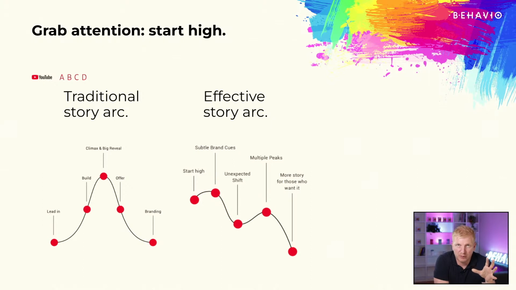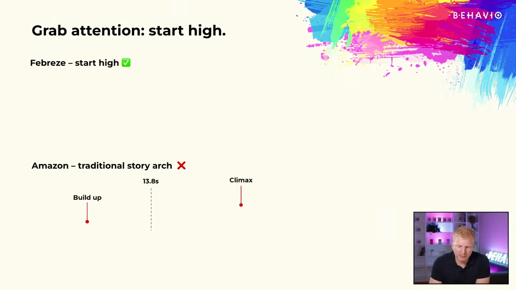It used to work because people were used to watching more of the ads in commercial breaks or elsewhere. But today, of course, especially in digital, but with television it's not that much better, you just have to grab attention immediately because people are immediately paying attention to something else. So you really have to start high with emotion, then immediately add some subtle brand cues, and then maybe have some unexpected shifts, multiple peaks, and more story. All those things are basically for some people who are really interested in your brand and who want more, but what's really important are the first few seconds.